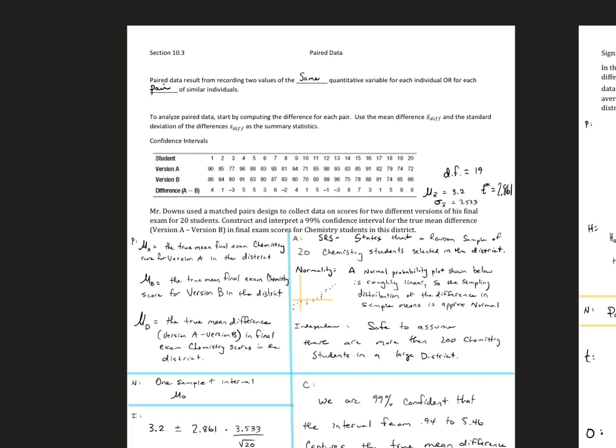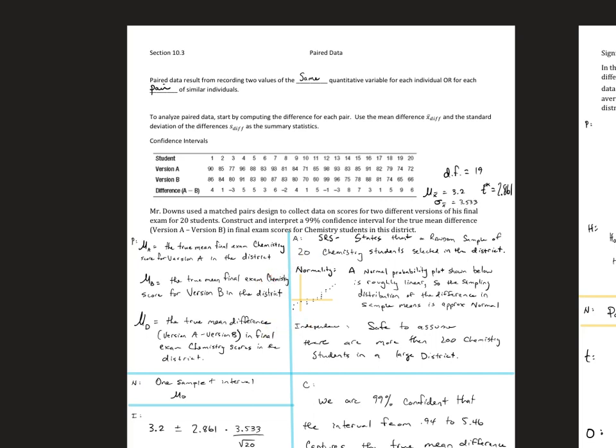So I started off talking about Mr. Downs here, and Mr. Downs writing a chemistry test for students in the school district. Mr. Downs used a matched pairs design to collect data on scores for two different versions of his final exam for 20 students. I'm asking you to construct and interpret a 99% confidence interval for the true mean difference, version A minus version B, in final exam scores for chemistry students in this district. So I already went up and wrote this out to save us some time.